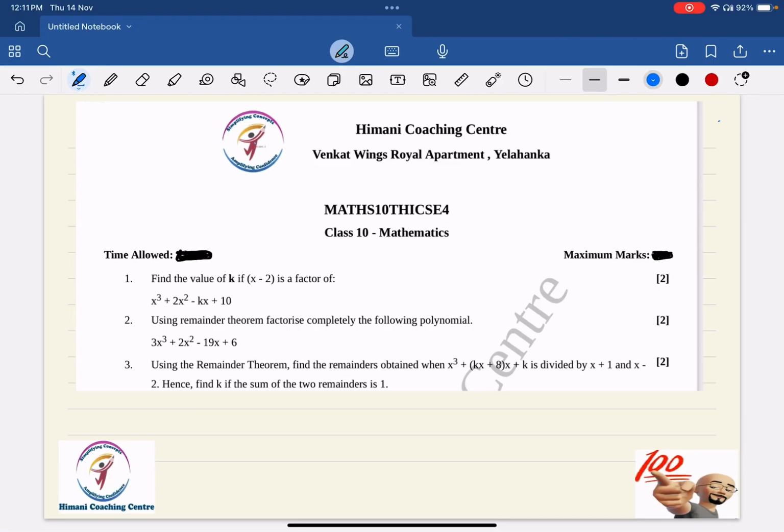Today we are going to discuss a topic which is remainder and factor theorem for class 10th ICSE board. We will do some questions on that.